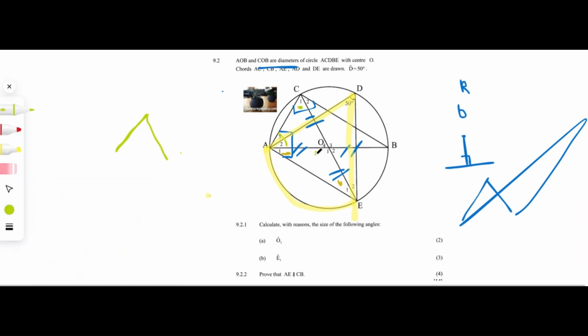That means O1 will equal 100 degrees, because the angle at the center is twice as much as the angle at the circumference. See, that's very important. But it doesn't just stop over there.